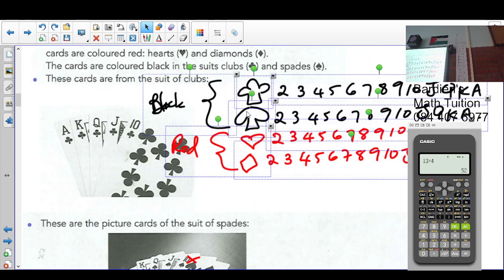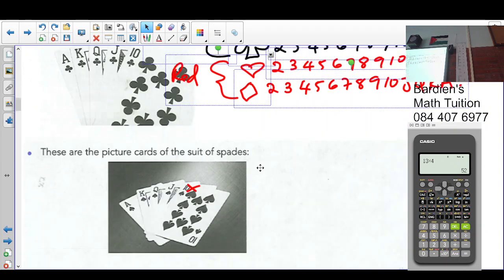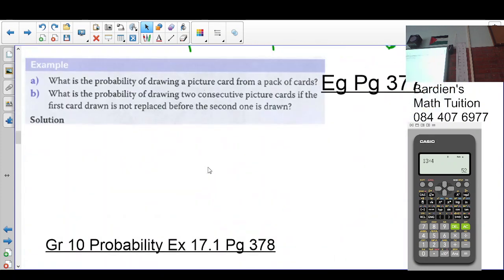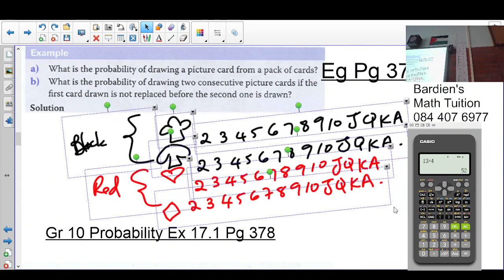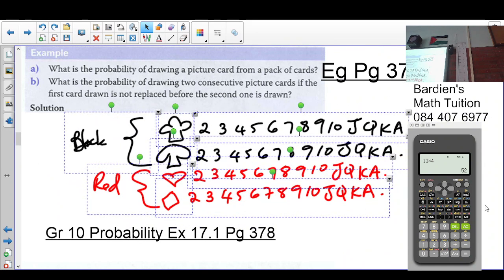Okay. Just copy. Right. Whoops. Gonna make it smaller?